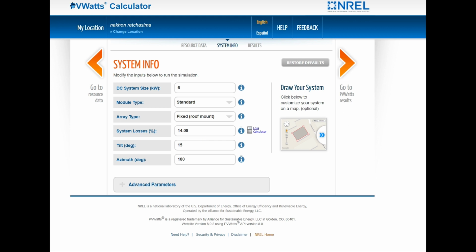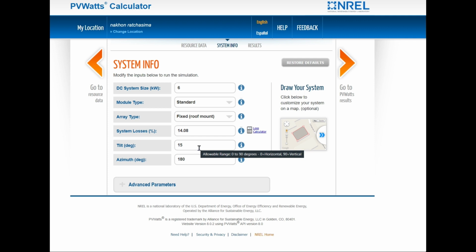So PV Watts is a really nice calculator, and you can put in any kind of basic information about the configuration that you want to analyze. In this example, we're just going to use Korat, Nakhon Ratchasima, which is located around the 15-degree latitude. So we're going to start with the tilt at exactly that angle, corresponding to the latitude, which is considered optimal.